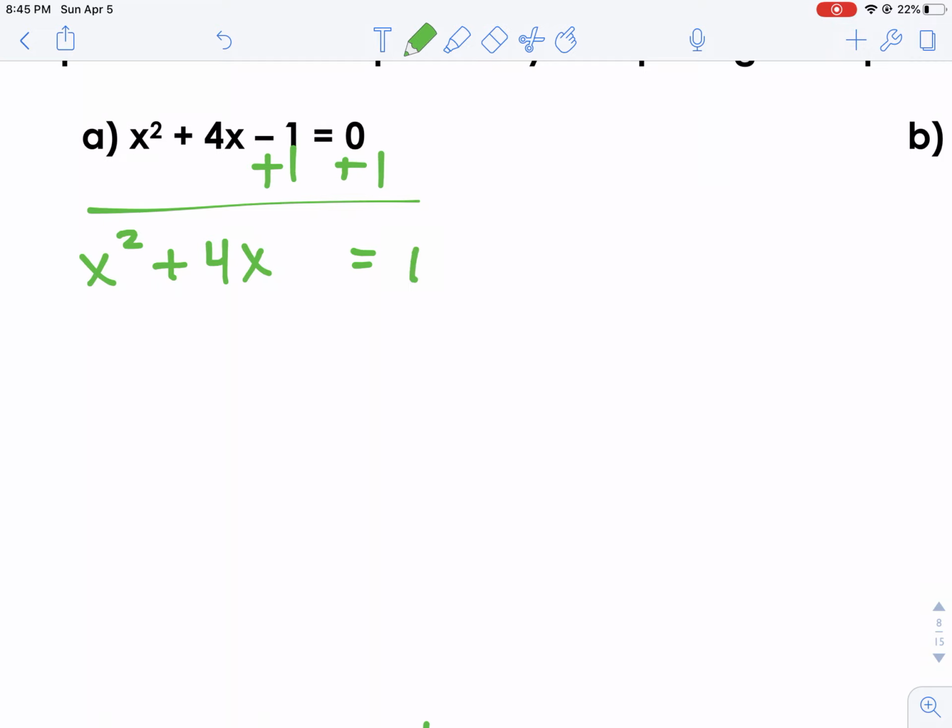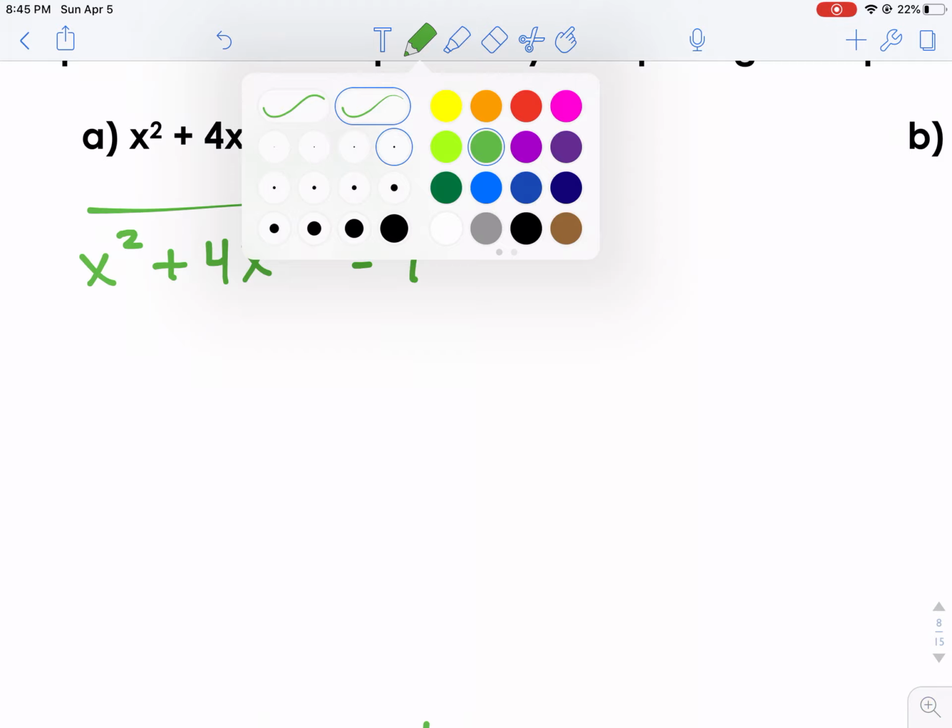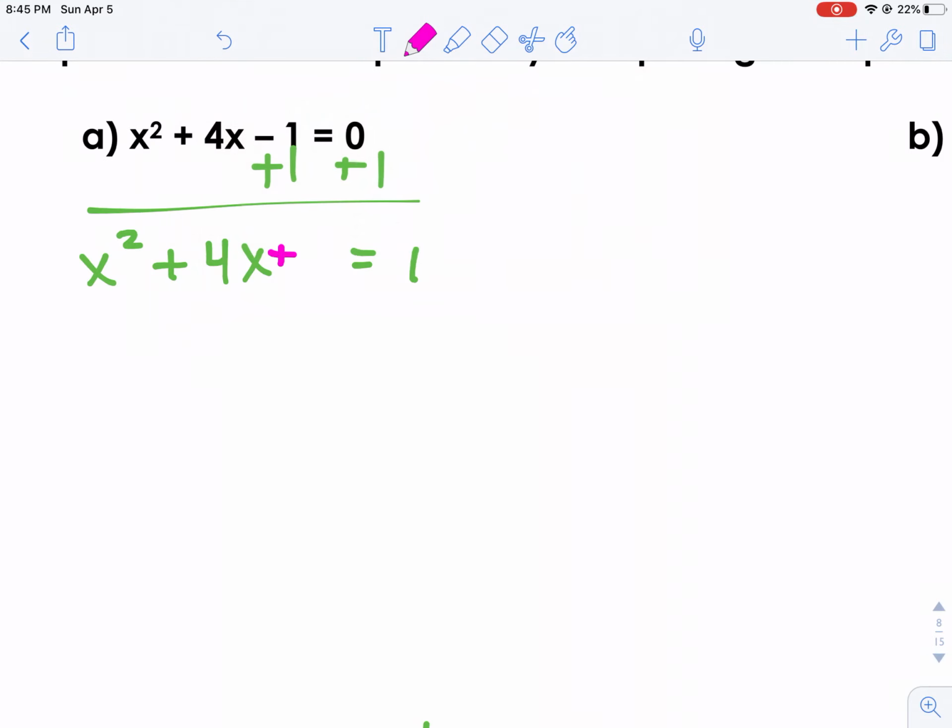Okay, what we're going to do next is we're going to complete the square. So we are going to be adding on that c value. So again, we take our b value of 4, cut it in half, and square it. That gives us 2 squared, which is 4. So we're going to add 4.